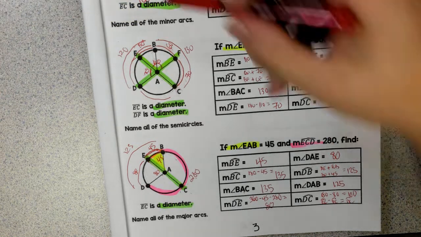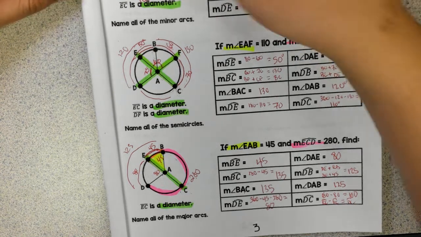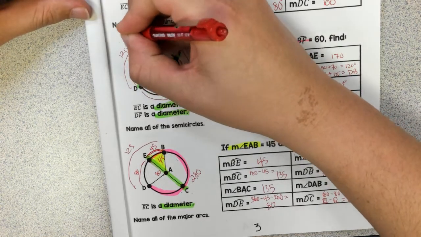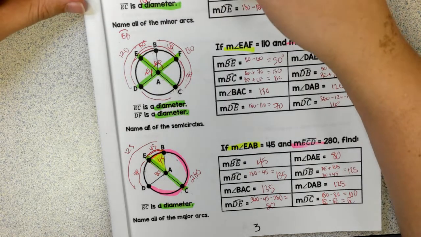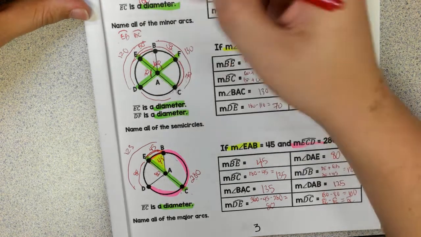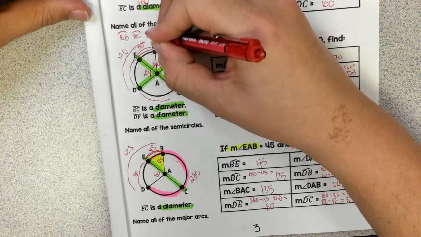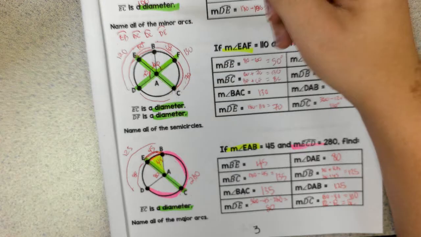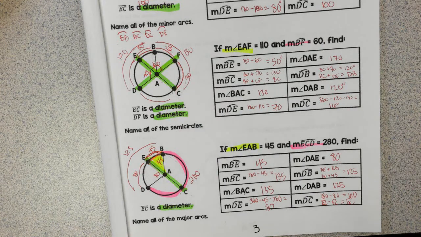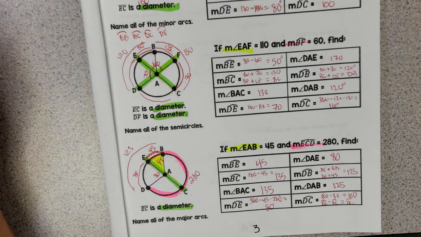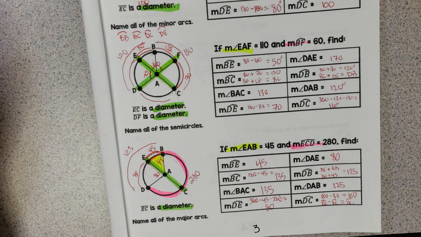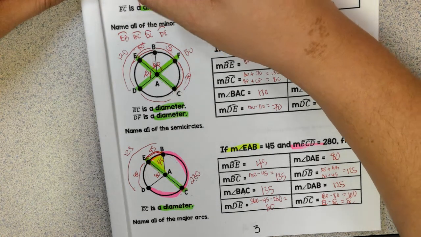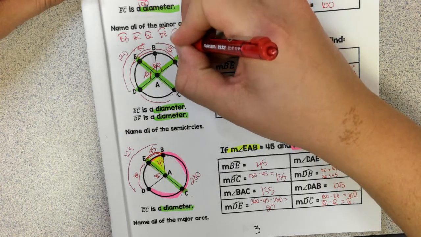Okay? Now let's go back and name all the stuff. So if we're naming all of the minor arcs, we have minor arc EB. Remember, you name minor arcs with 2 letters. We have minor arc BC. We have minor arc DC. And we have minor arc DE. Okay? Those are all of our minor arcs that we have for our first circle. We also have minor arc DB here. Okay, so we also have the arc DB.